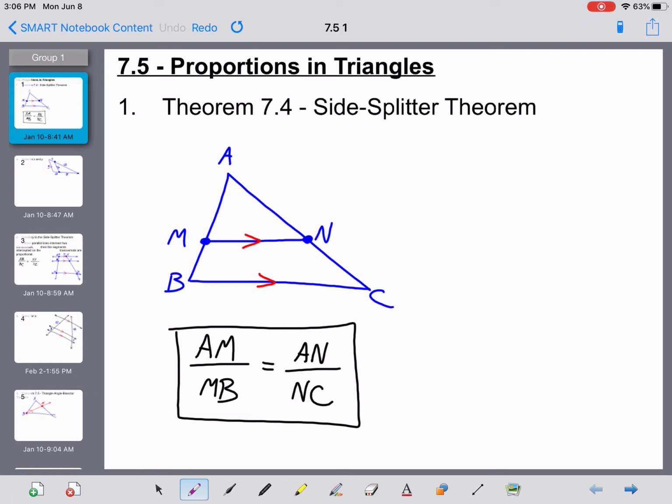So we have three theorems to talk about today. The first one here is theorem 7.4, and I like the name of this one, guys. It's called the side splitter theorem. So it applies when you have a setup that looks like this. And if you take a look at what I'll call the original outer triangle, which is triangle ABC, so we have this triangle right here, and this would apply to any triangle at all that exists.